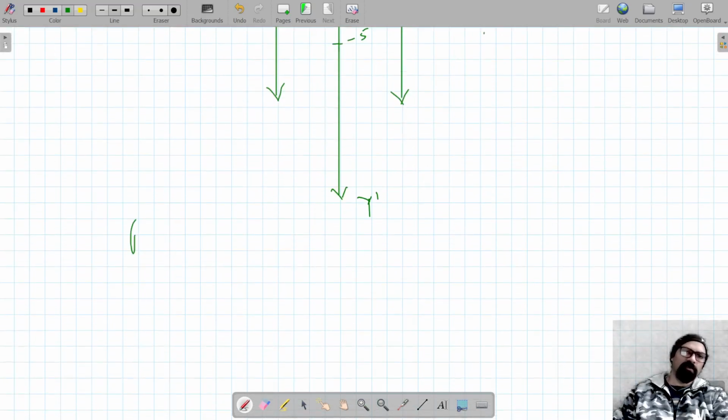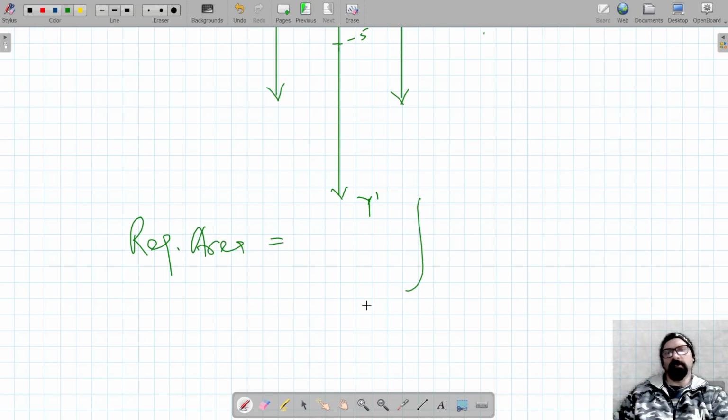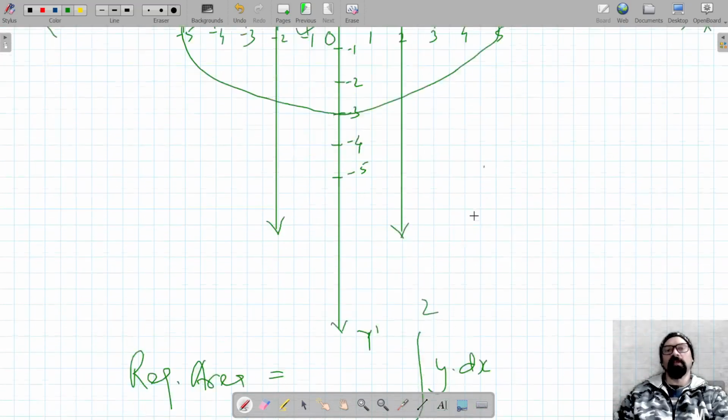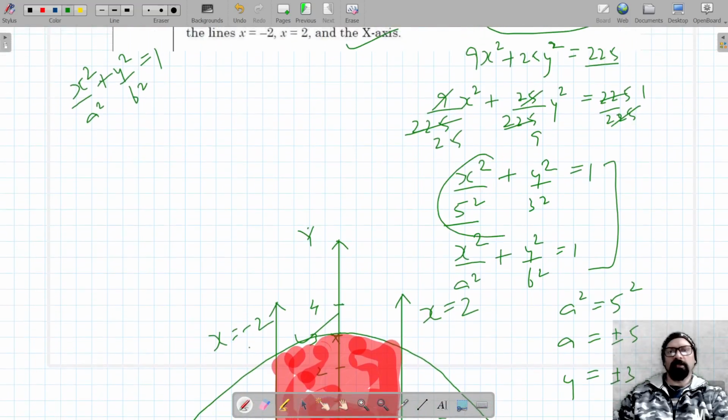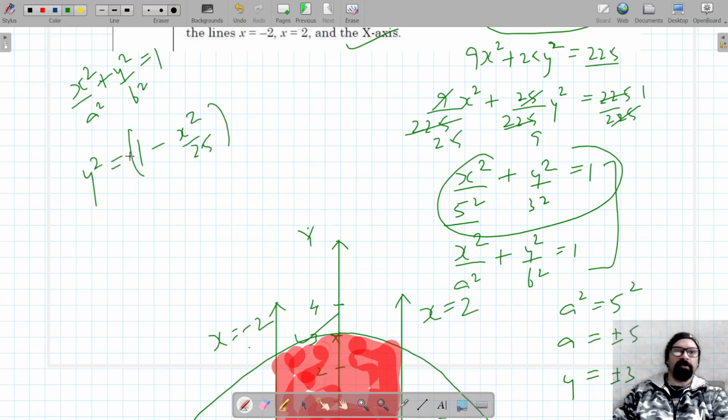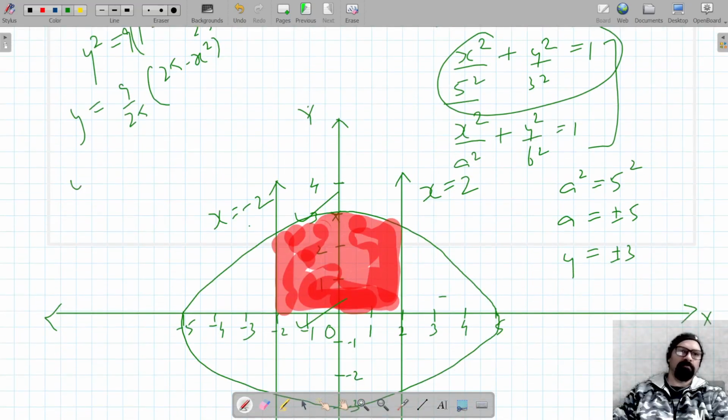So let's find out this area. The required area is equal to, it goes from the limits -2 to 2, y into dx. And we can get the value of y from here. So this was our equation. It gives me y square is equal to 1 minus x square by 25, multiplied by 3 square, which is 9. So y square is equal to 9 by 25 into 25 minus x square, which gives me y is equal to 3 by 5 under root 25 minus x square.